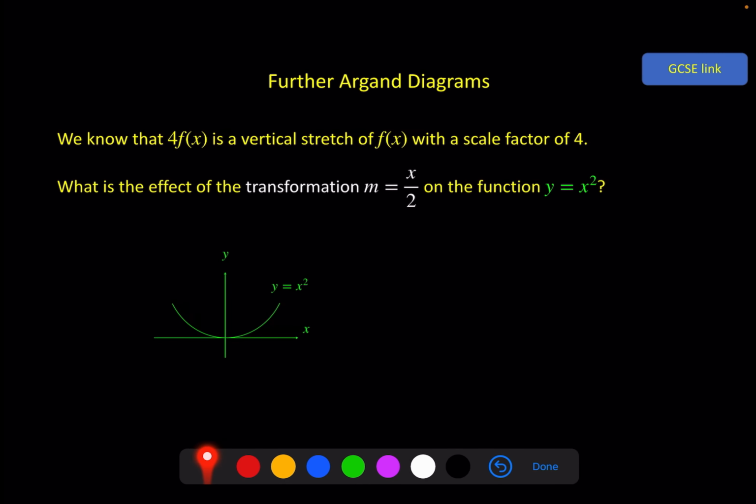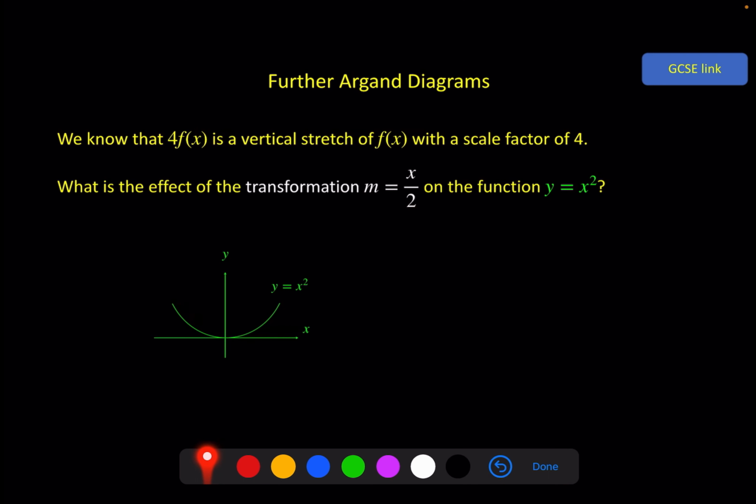What is the effect of the transformation m equals x over 2 on the function y equals x squared? This is saying we're going to make the x coordinate into an m coordinate. So instead of an x-axis, we'll have an m-axis when we sketch this. And the relationship is m equals half of x.